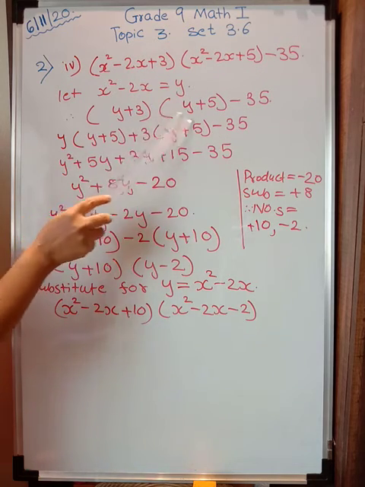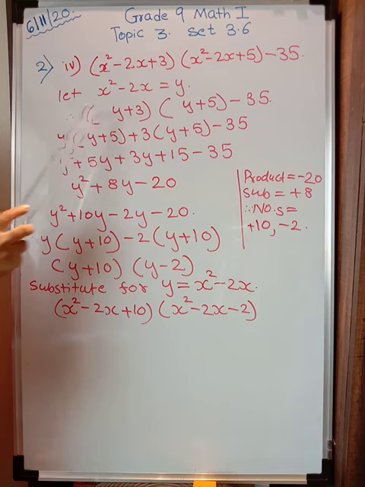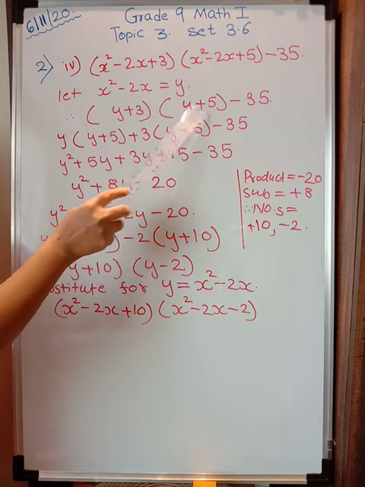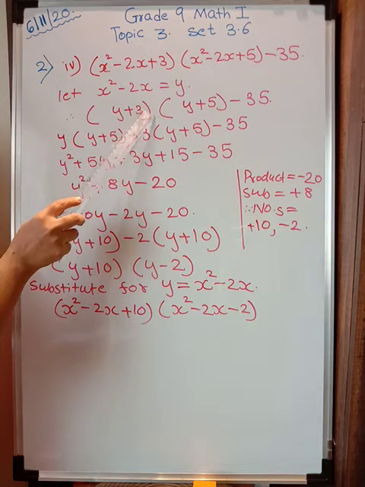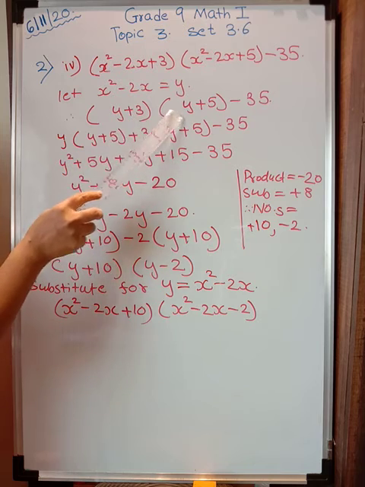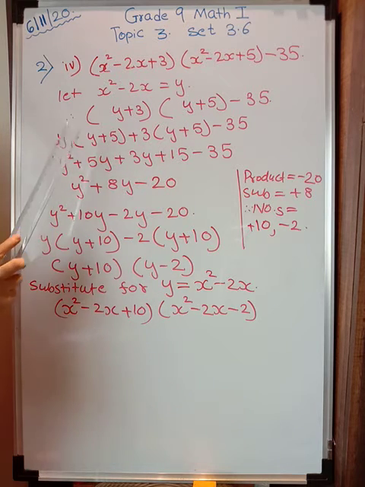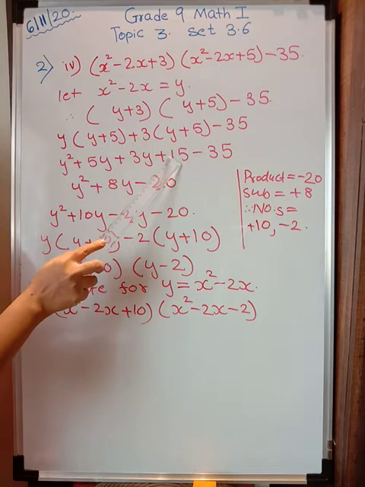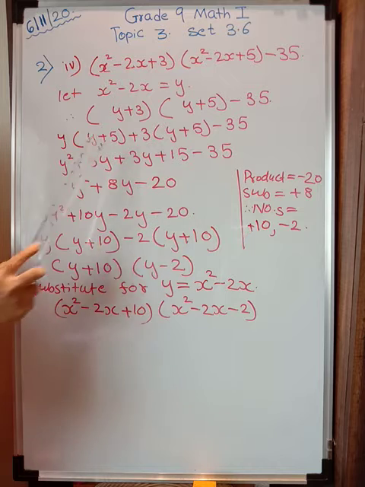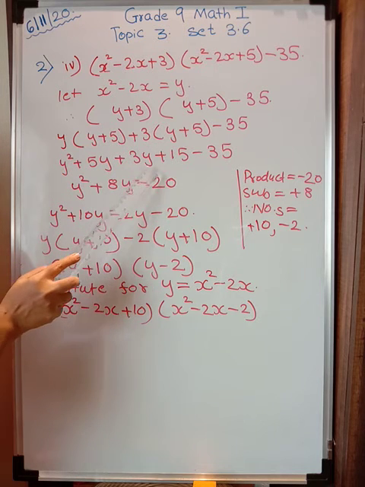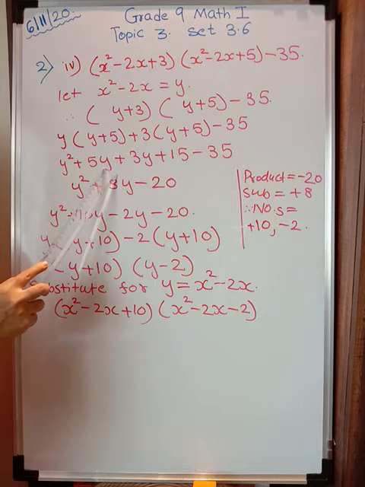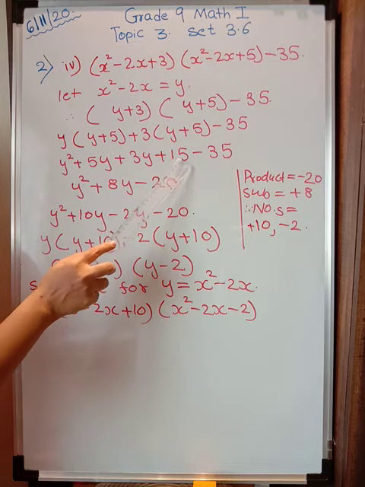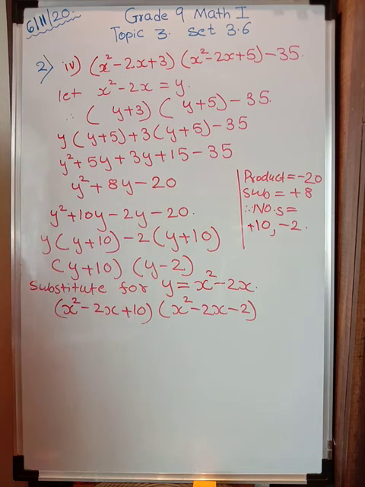You know how to multiply these two brackets. First term of the first bracket multiply with the second bracket. Second term of the first bracket multiply with the second bracket. So y into y square plus 5y plus 3y plus 15 and this minus 35. 5y plus 3y, like terms can be added. So y square plus 8y. 15 minus 35 is minus 20.